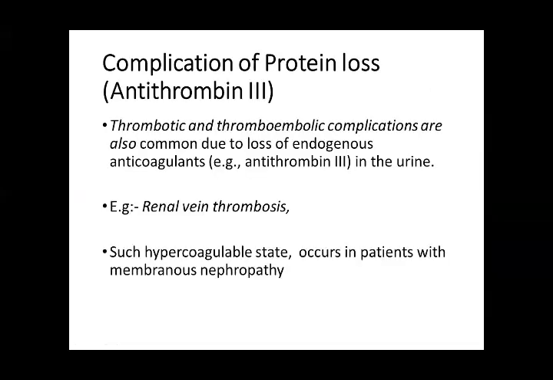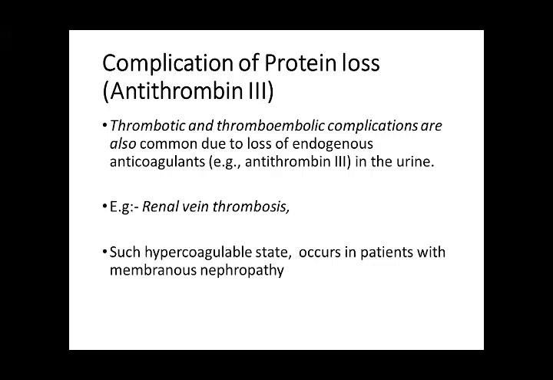Complications of protein loss: antithrombin 3 loss is also common, due to loss of endogenous anticoagulants in the urine. For example, renal vein thrombosis. If antithrombin 3 is lost, we get thrombosis, and the most common thrombosis is renal vein thrombosis. Such hypercoagulable states occur in patients with membranous nephropathy. Membranous nephropathy is one of the nephrotic syndromes.